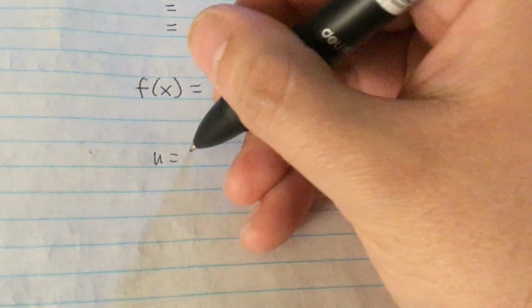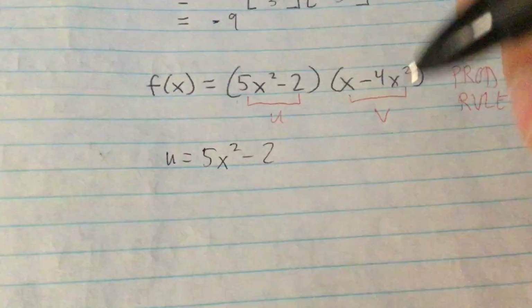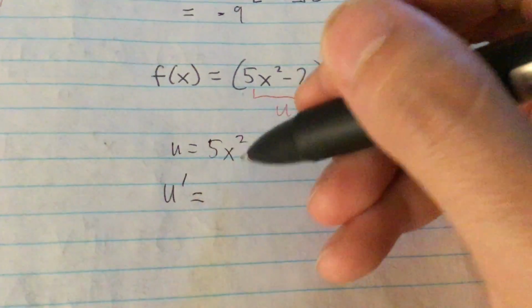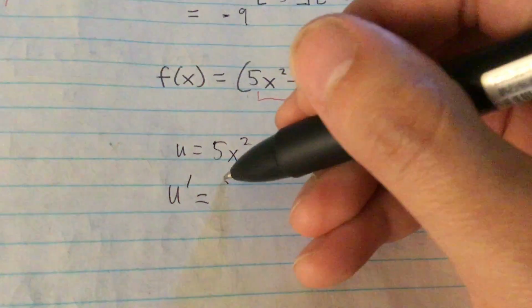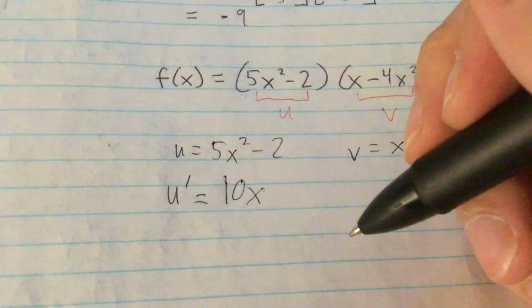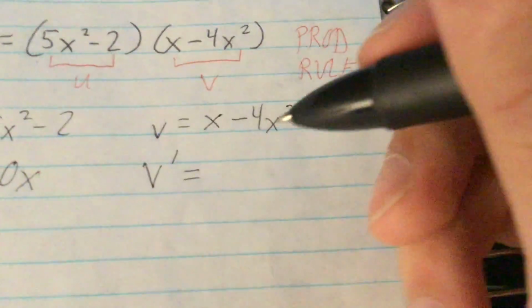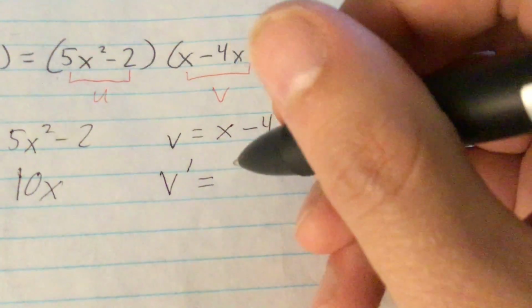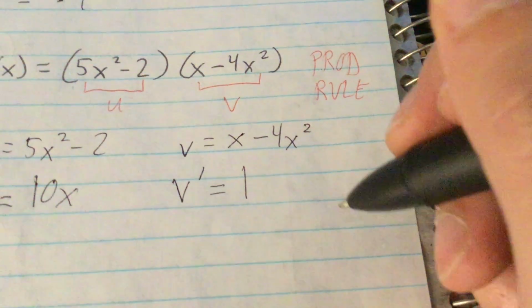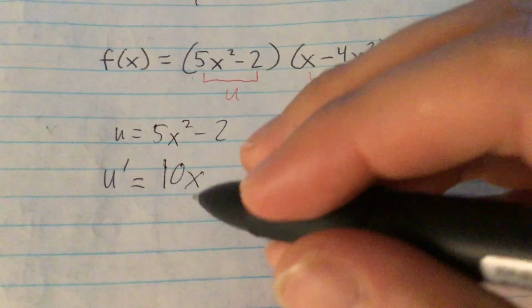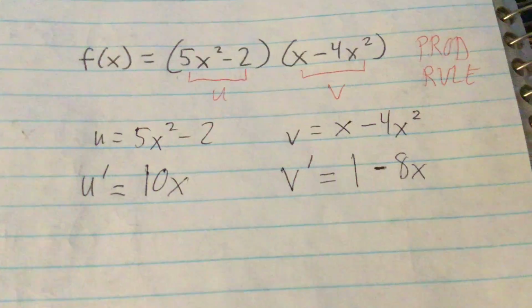So let's label out our u and v. And v, there you go. So my u prime is going to be, well, the derivative of 5x squared with respect to x is going to be 10x, and the derivative of negative 2 is going to be 0. So then v prime. All right, the derivative of x with respect to x is 1, and the derivative of negative 4x squared is negative 8x. So my u prime is 10x, and my v prime is 1 minus 8x.